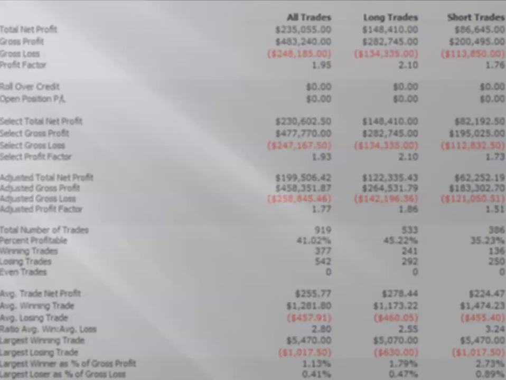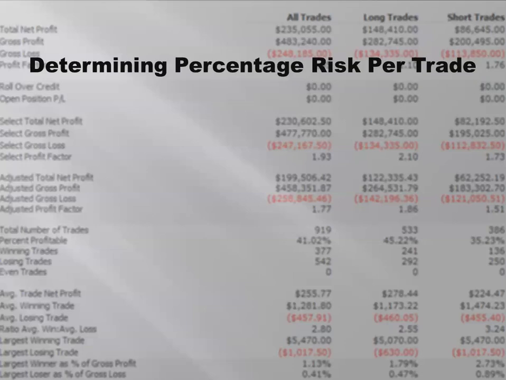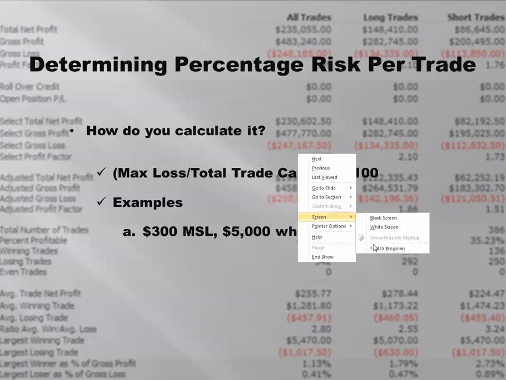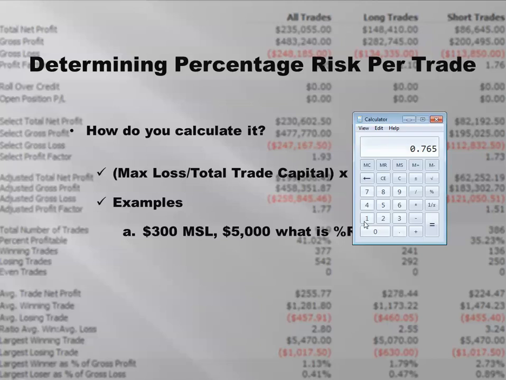Well, let's take a look at the formula used to calculate the percentage risk per trade. Now, percentage risk per trade is equal to the maximum loss divided by the total trade capital times 100. So let's take a look at some examples. Let's say we have a stop loss of $300 and $5,000 worth of trade capital. Now we're going to calculate what our percentage risk per trade is. So let's bring up a calculator here and do that calculation. So $300 divided by 5,000 times 100 is 6% risk per trade.